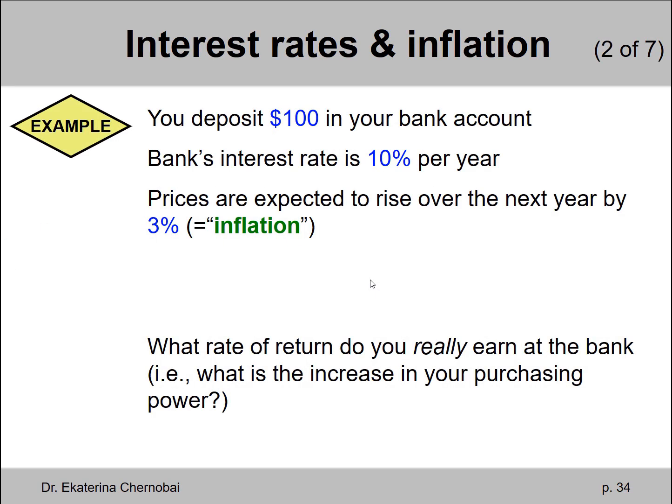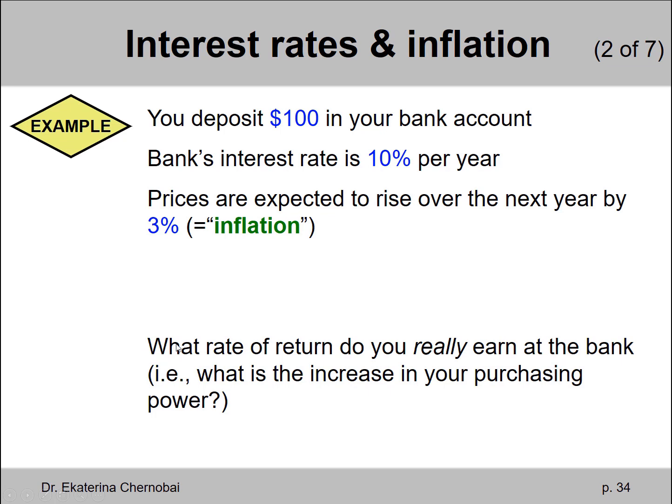Now let's look at it a bit more formally, because actually the math I just explained is only approximate. So let's see how we would do it more accurately. Let's start with something simple. You deposit $100 in your bank account. The interest rate that the bank offers to its depositors is 10% per year. We also know that prices are expected to rise over the next year by 3%. That's inflation. The inflation rate is 3%.